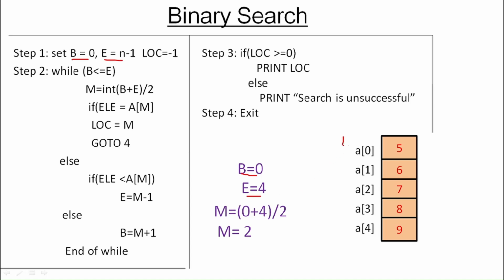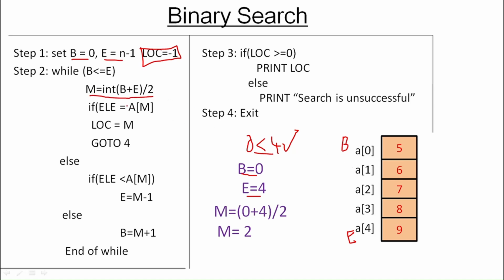So here I will set base b and end e, and of course location is equal to -1 as I have taught you in linear search. While b is lesser than or equal to e, base is lesser than or equal to e, that's what it means, right? So 0 is lesser than or equal to 4. Yes, when the statement is satisfied, we will find the middle value of this array.